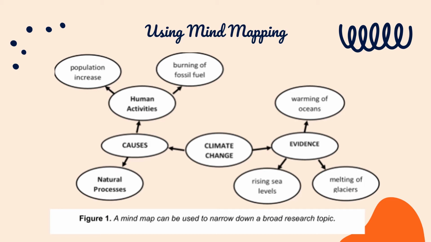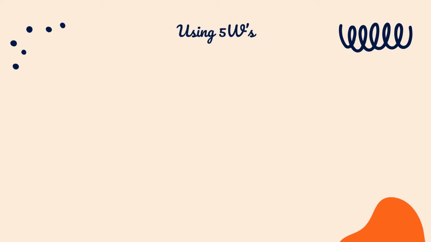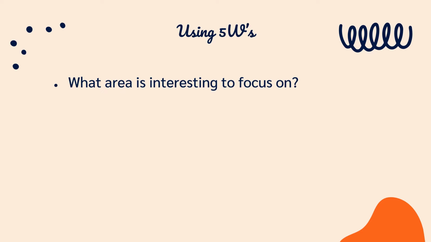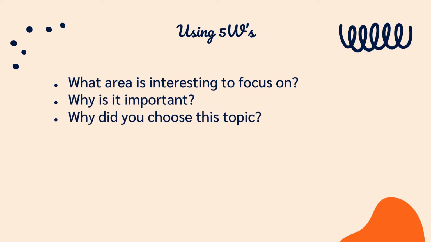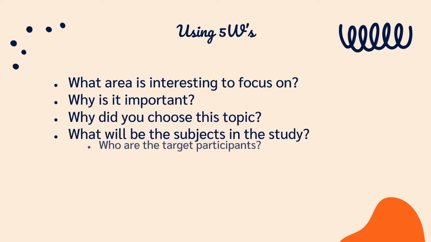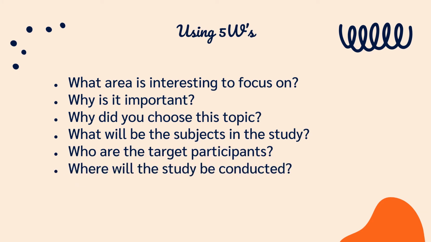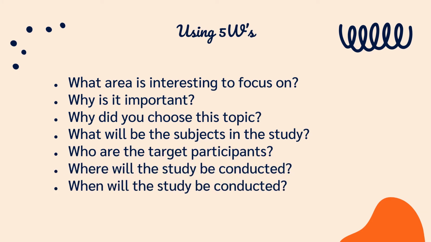Another way to narrow down a topic is to use the 5 W's. The researcher can ask himself questions such as, what area is interesting to focus on? Why is it important? Why did you choose this topic? What will be the subjects in the study? Who are the target participants? Where and when will the study be conducted?